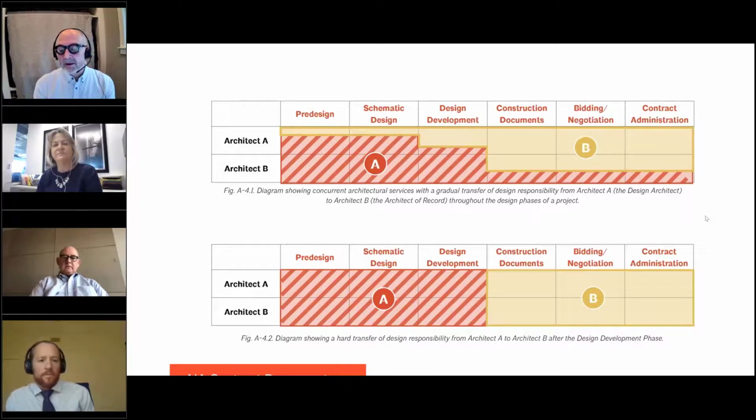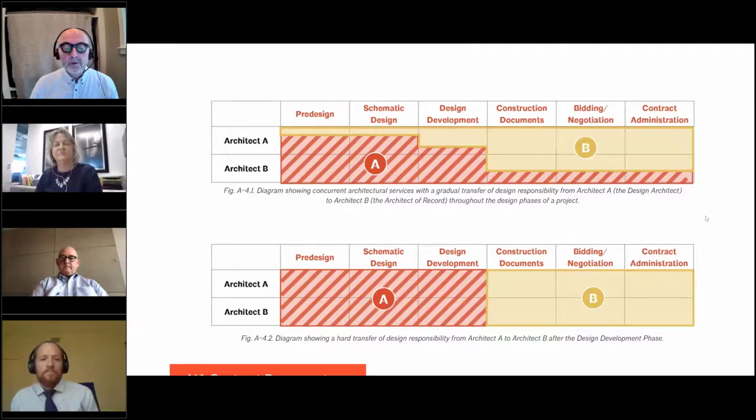And the other key element that we introduced was a meeting between the design architect, the AOR, and the owner, to review and discuss and have an exchange at that point. So we think that's a really important element, having been in situations where we really didn't have much contact with the design architect at all.